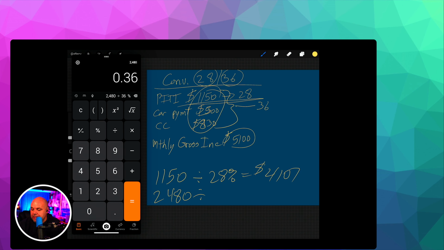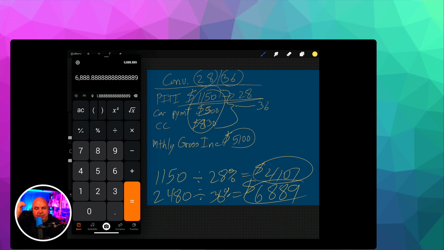Divide that by 36. Oops, sorry, borrower. You need to downsize some of your expenses, right? So do they qualify for this loan? No. They do under the front end ratio, but not the back end ratio. Therefore, they don't qualify for this loan.